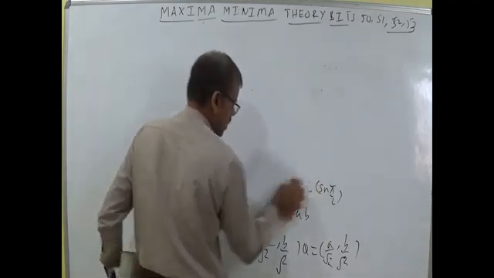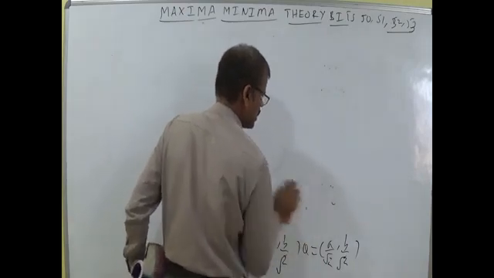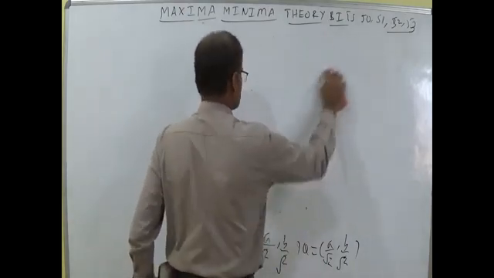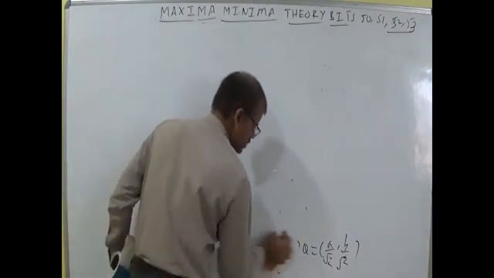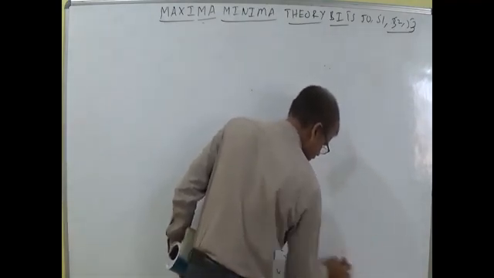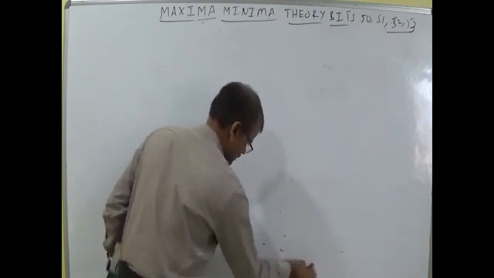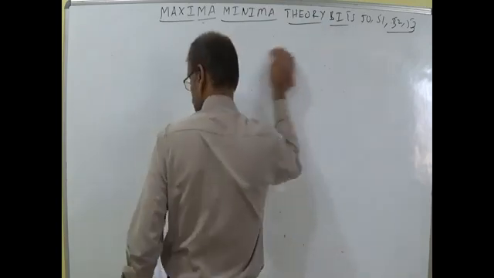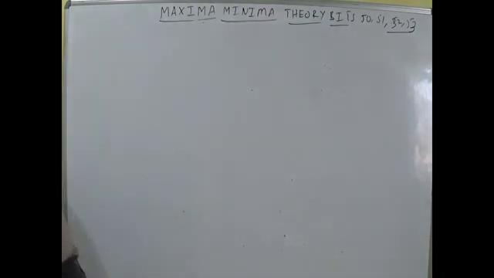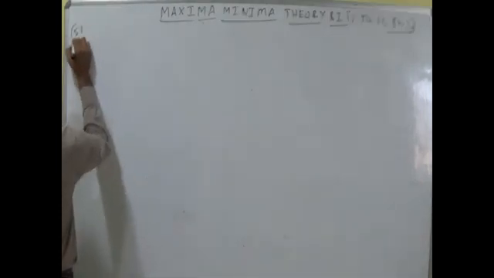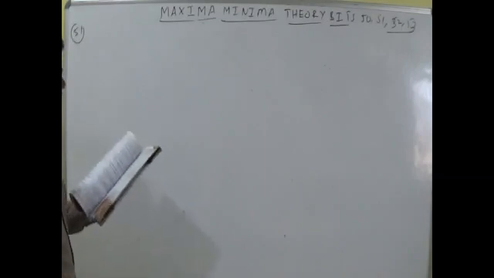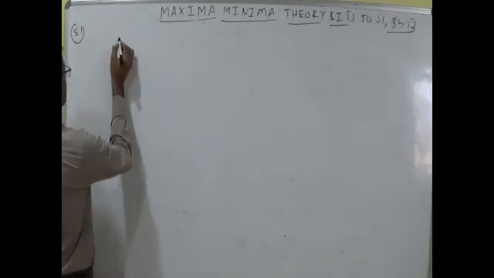The perpendicular distance from the origin to any line ax + by + c = 0 is |c| by root of a square plus b square. Greatest distance of normal to ellipse.